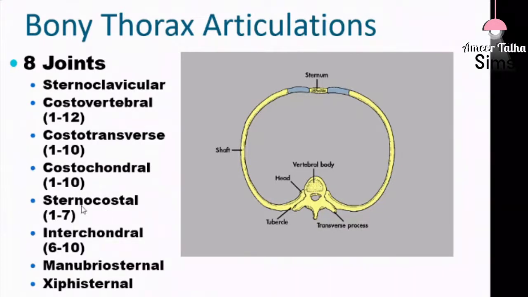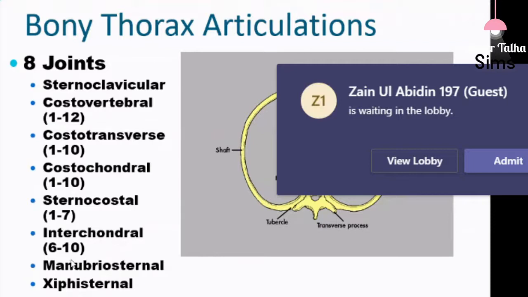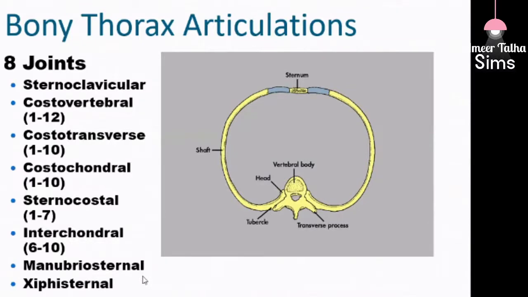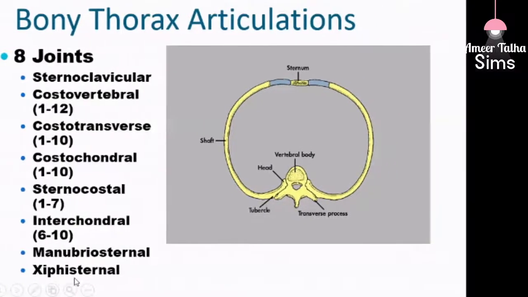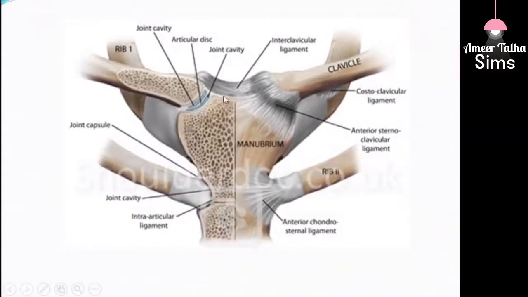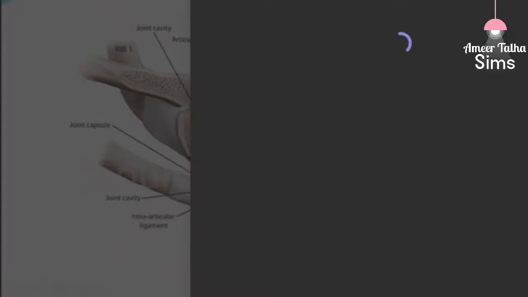Sternocostal, these are directly attached to the sternum, or interchondral 6 to 10, which are the false ribs which were attached by the costal margin. ठीक है, फिर manubriosternal junction है between the body and the manubrium sterni, and xiphisternum between the body of the sternum and the xiphoid process. हमने अगर टाइप करते हैं sternoclavicular की, it is a synovial joint of plane having double plane variety because this cavity is divided by an articular disc into two subcavities.